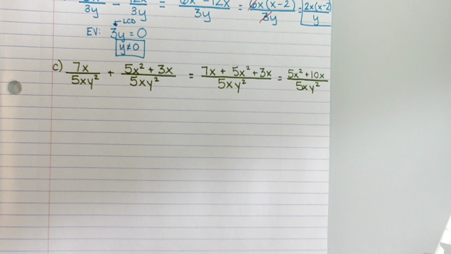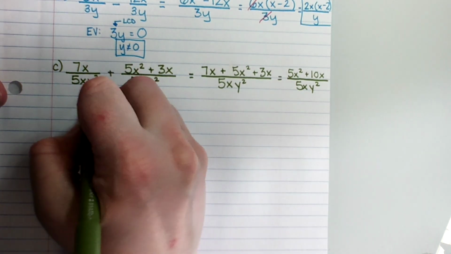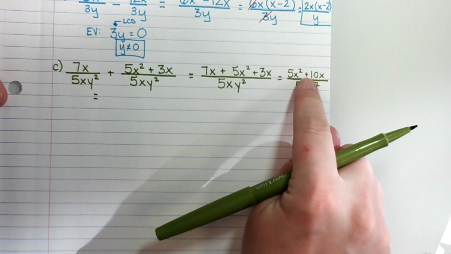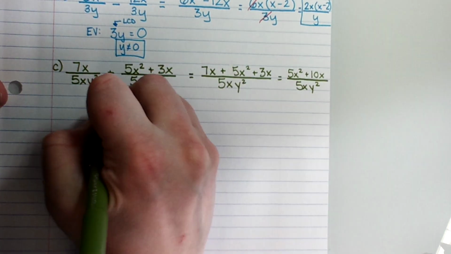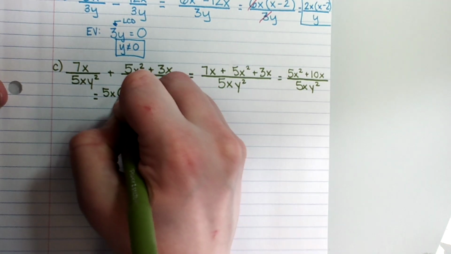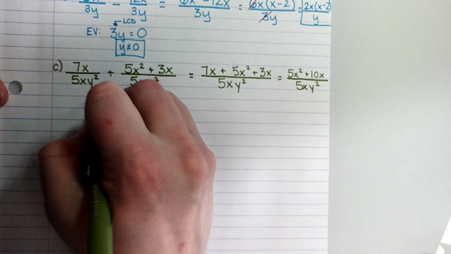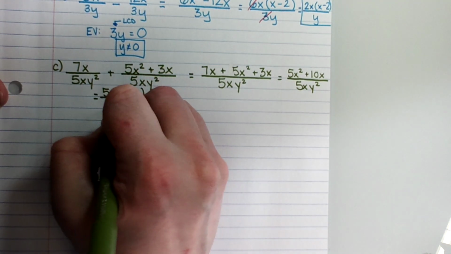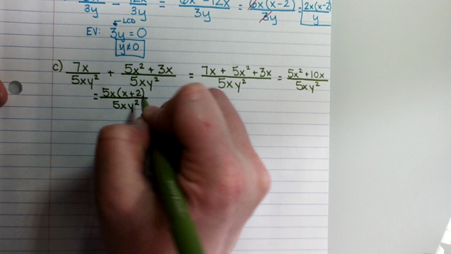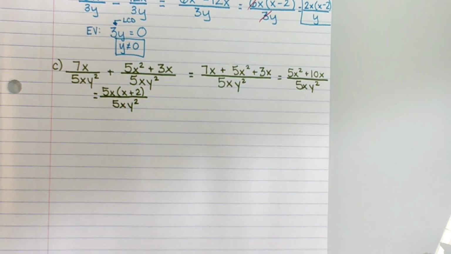Can I leave it like that? No. Now what? Factor out 5x. Start factoring that numerator because it's got a plus sign. I can factor out a 5x. Leaves me with an x plus 2 over 5xy squared. Denominator doesn't have a plus sign or a minus sign, so it's not going to factor.